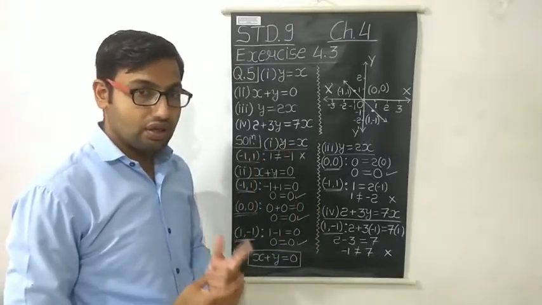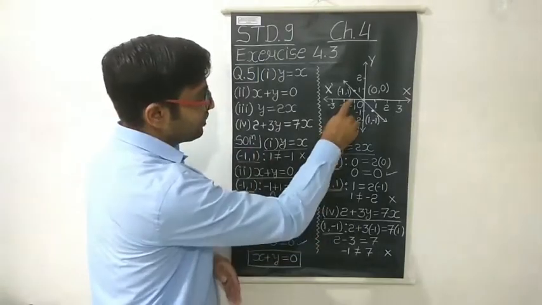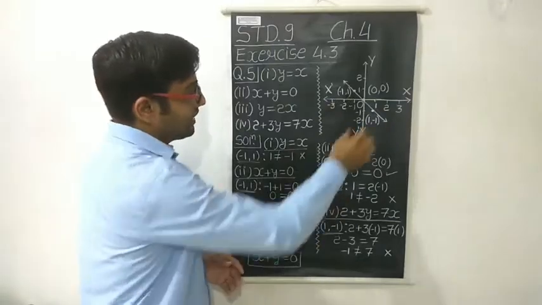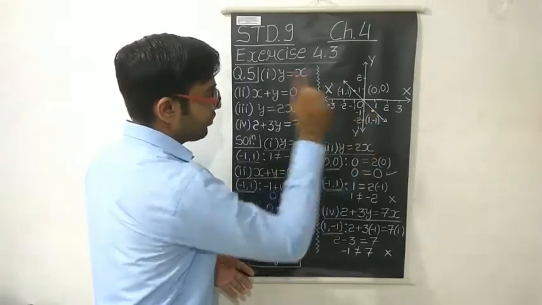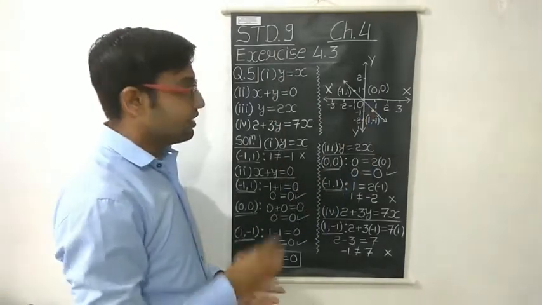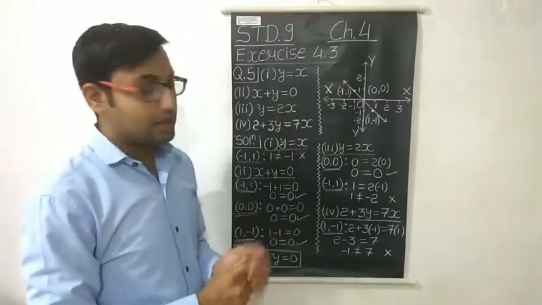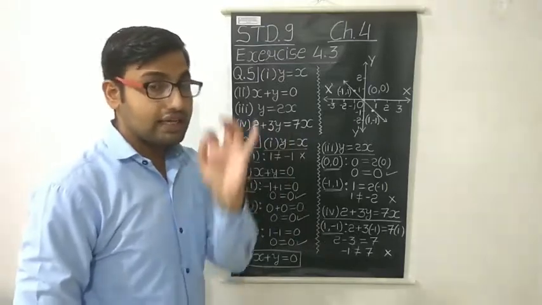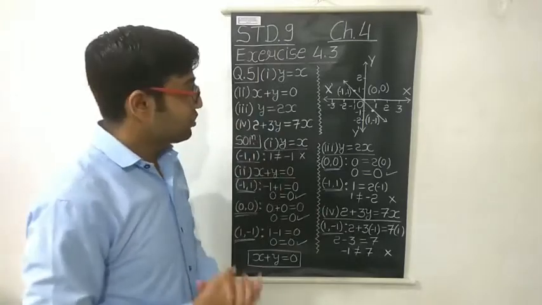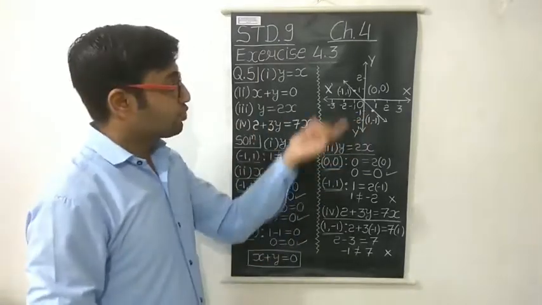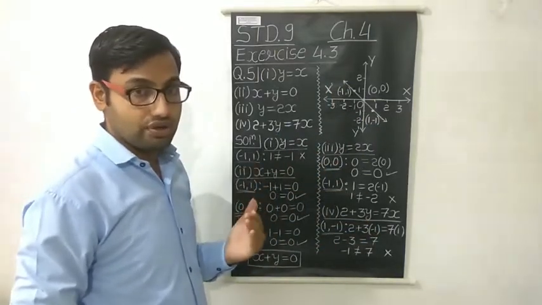Understand the question? Okay. So now here you can see that 3 points are given. First one is (-1, 1), second one is (0, 0), and third one is (1, -1). We know that if there is a line, then every point on that line is a solution of the linear equation, right? That we have already studied. So all the 3 points must be solutions of the linear equation.